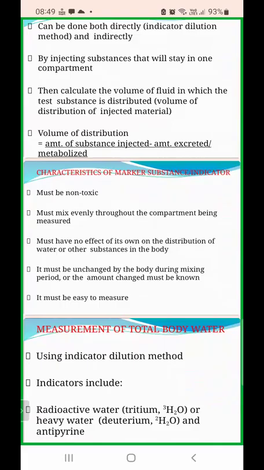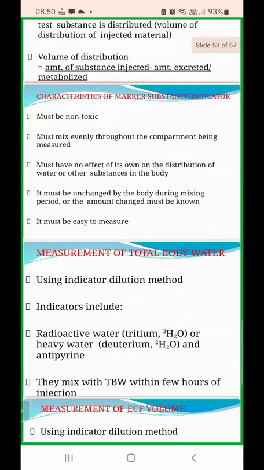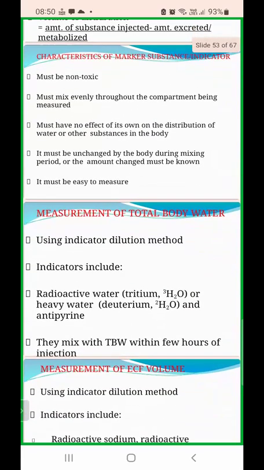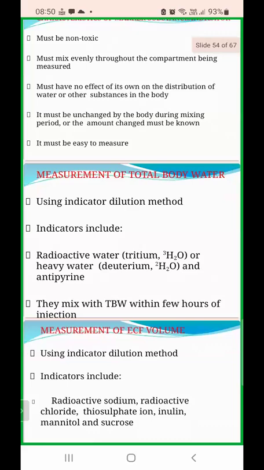It must be unchanged by the body during the mixing period, or the amount of change must be known, and it must be easy to measure. Measurement of the total body water: as you know, using the indicator dilution method, the indicators used are radioactive water, heavy water (deuterium) and antipyrine for the total body water. They mix with the total body water within hours of injection.